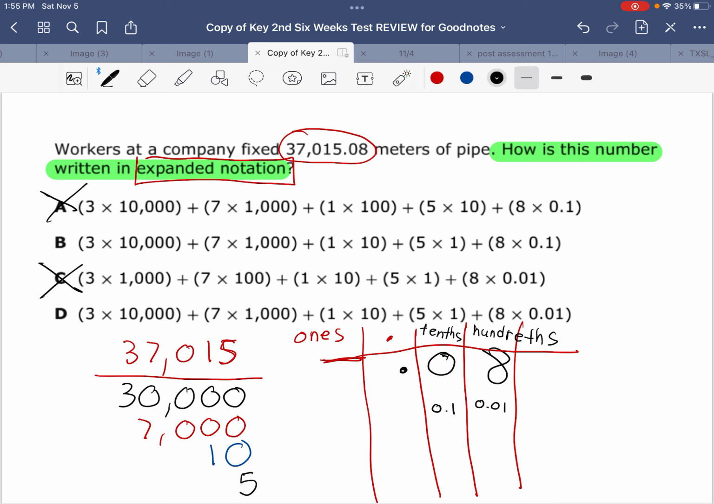B says 0.1. That's saying that I have 0.8, meaning I have 8 cents, or you can say 8 dimes. Okay. We'll erase the cents part, meaning I have 8 dimes. But I don't have that. I don't have 8 dimes. So it's not B, it's D because I have 0.01, meaning I have 8 pennies. Okay, so D is my answer.